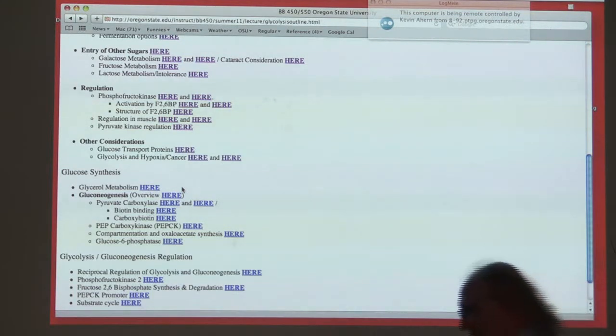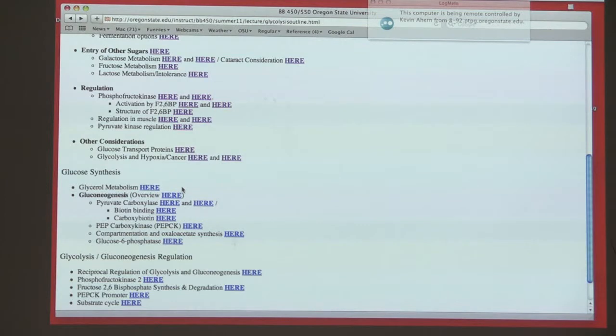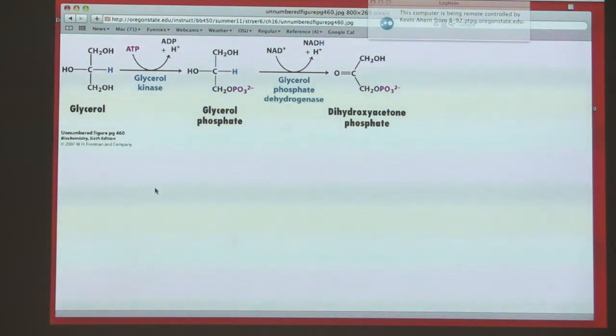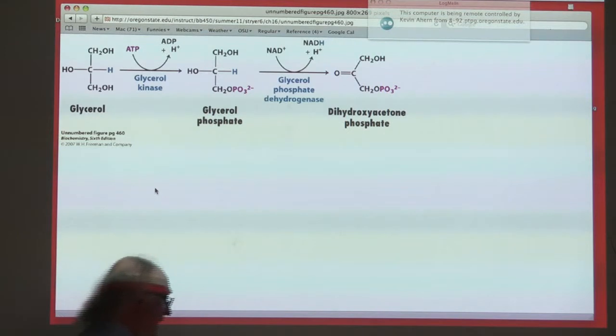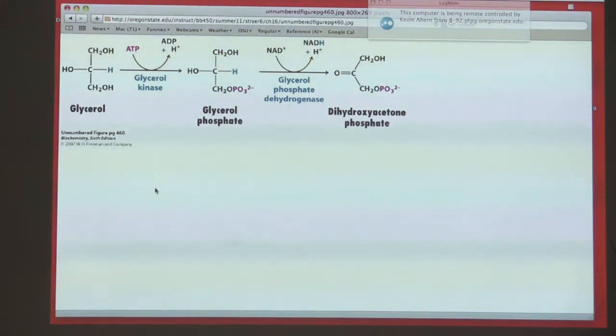Now, the good thing about this is it's very similar to the reversal of the breakdown. It's not identical, but it's very similar. So if you learn the breakdown, you can learn the synthesis relatively easily. We start with an odd thing that your book mentions, so I'll mention it too. And that is one way of making glucose. This is not a real common way, but it's a possible way.